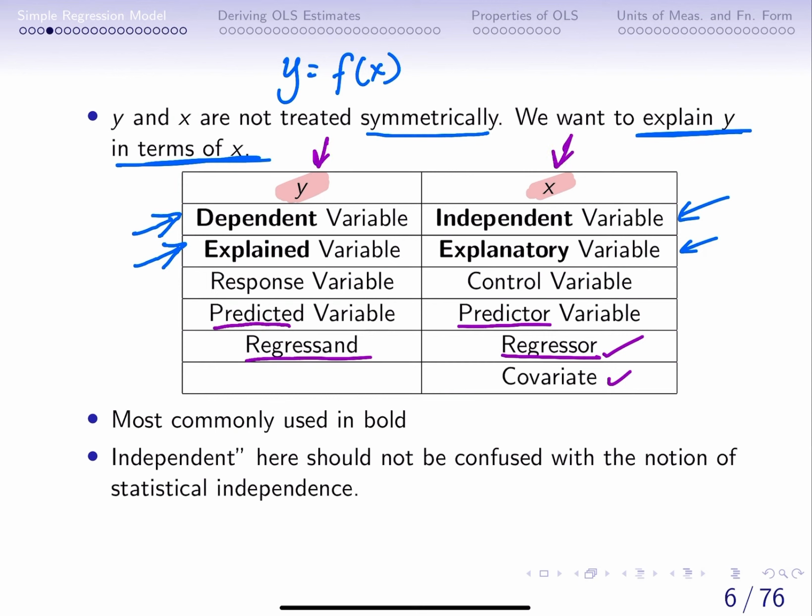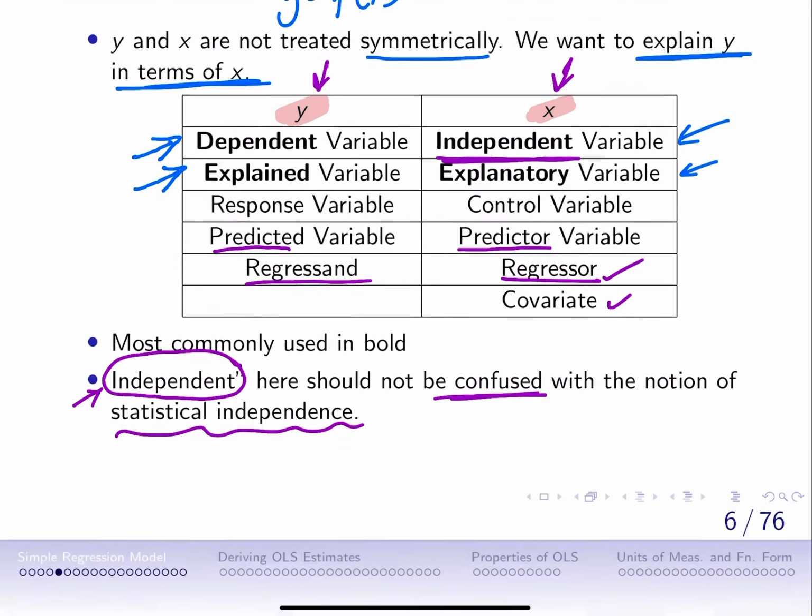And remember that the term independent variable for x should not be confused with the notion of statistical independence, okay? That y and x are independent of each other, right? Here we are just talking about it in the regression sense.